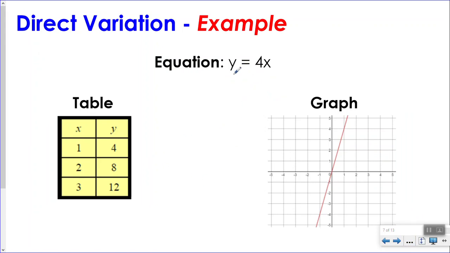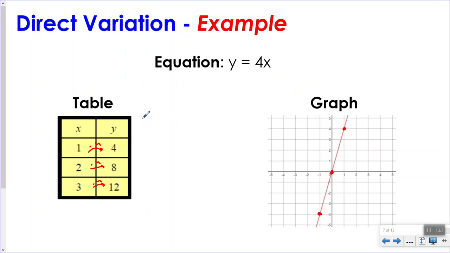So here's a direct variation listed out in its three main forms. We have the equation, y equals 4 times x. We have the table where we can see that each y coordinate is 4 times the x coordinate. And then we have the graph where we can look at individual points. We have 0, 0, so 4 times 0 is 0; 1, 4, 4 times 1 is 4; and negative 1, negative 4, 4 times negative 1 is negative 4. All three of these go together to represent the same relationship.